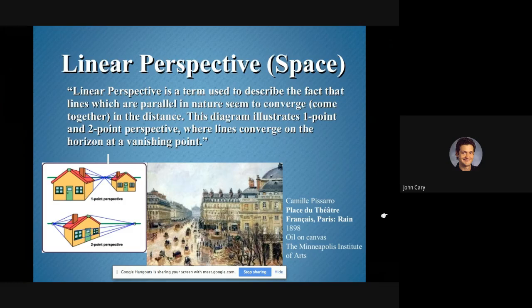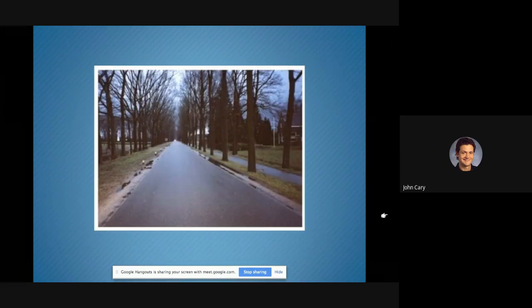Linear perspective involves lines. Linear is line. Parallel lines appear to get closer and closer together until they eventually bump into each other and disappear at a place called the vanishing point. The sides of that road are actually parallel, but what we see in the world around us is a phenomenon known as linear perspective, where parallel lines appear to converge until they bump into each other and disappear.